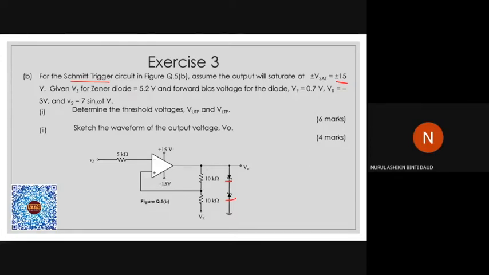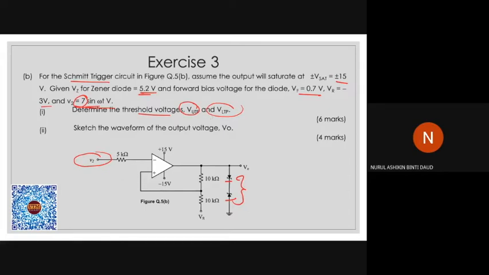Given the VZ for the Zener diode is 5.2, and the forward voltage for the diodes is 0.7. This is the information for this Zener diode. And the V reverse is minus 3 volts. V reverse for this Zener diode is minus 3 volts. And V2 here, the amplitude of the input is 7, and the waveform is a sine waveform. Determine the threshold voltages VUTP and VLTP.